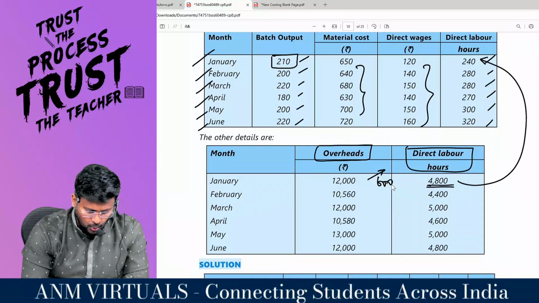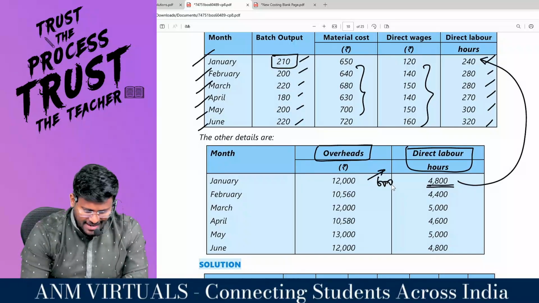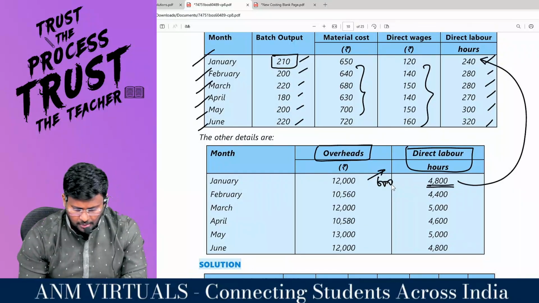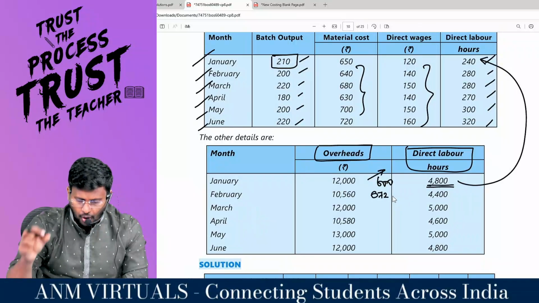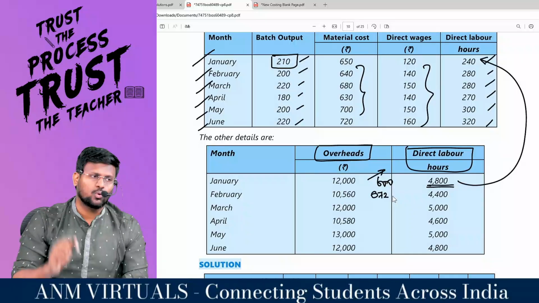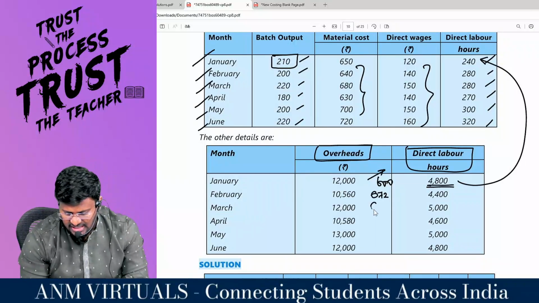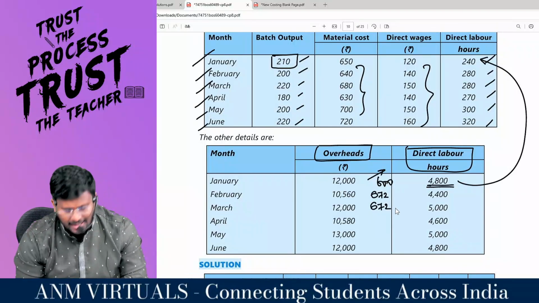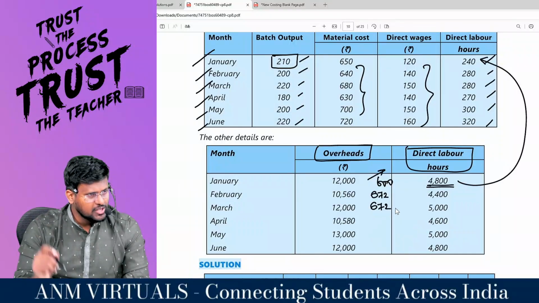Next one: 10,560 into 280 divided by 4,400 comes to 672, the share of overhead for the month of February for this particular product. Comfortable? Sir, 12,000 into 280 divided by 5,000 comes to 672, the share of overhead for the month of March for this particular product. Comfortable?